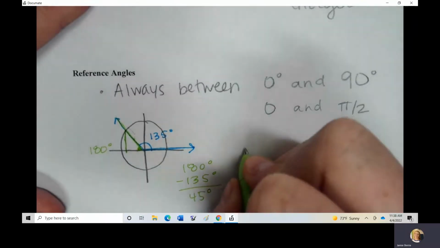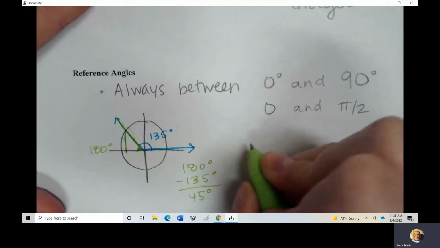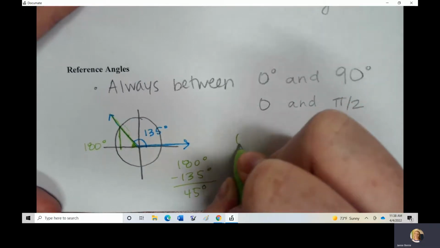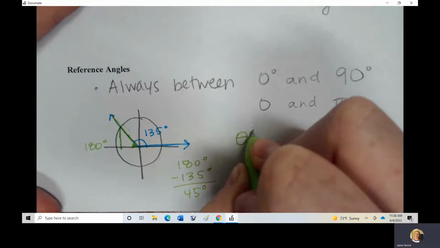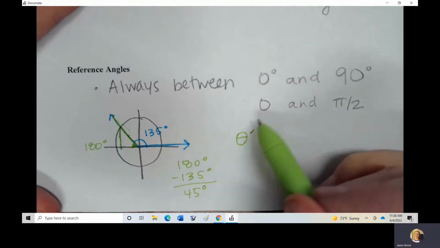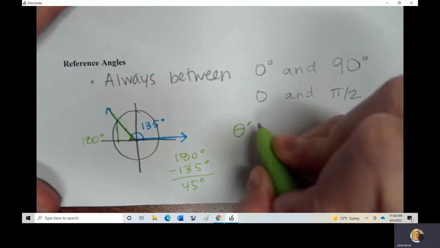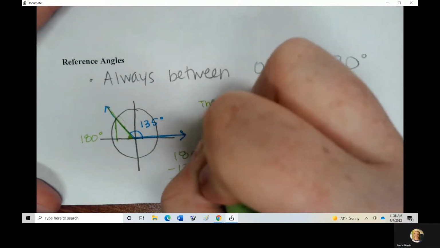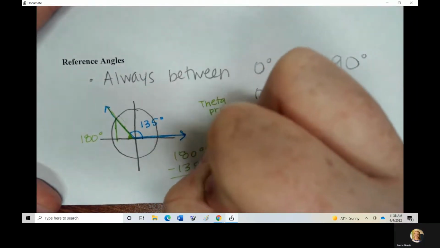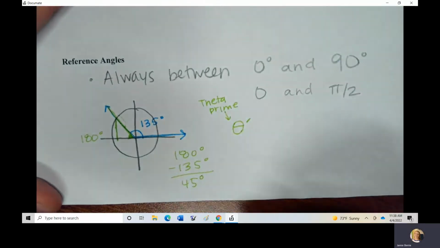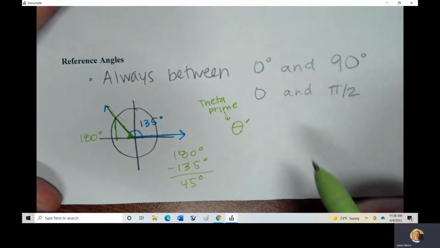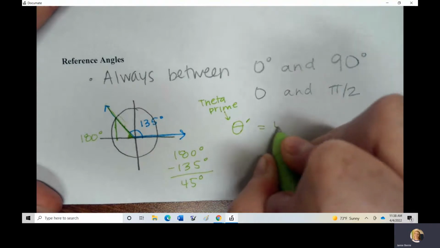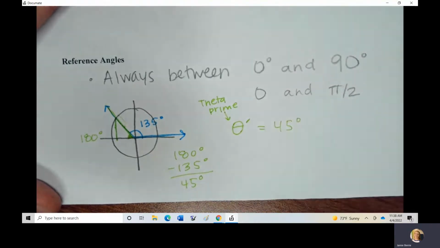So the reference angle is often written in the following way: it's usually theta with a little apostrophe there, and we call it theta prime. So theta prime is typically how we refer to the reference angle. We would say theta prime is 45 degrees.